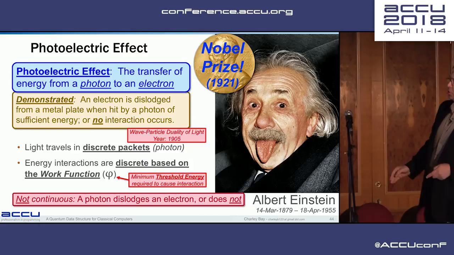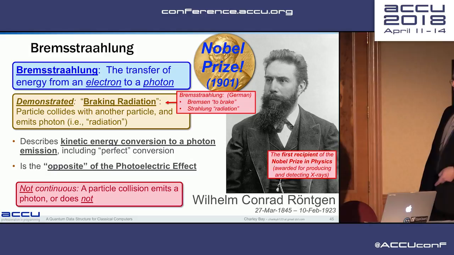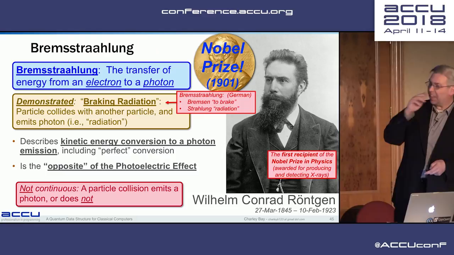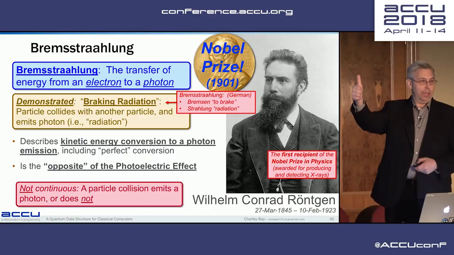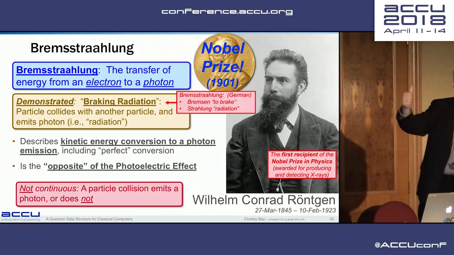There's him. Bremsstrahlung, we'll throw that in there because he's the first Nobel Prize recipient, Wilhelm Conrad Röntgen. And that's the opposite of the photoelectric effect. So when you bash two particles into each other, they produce X-rays. Who knew? So you either get the particle to emit an X-ray or a photon from a particle collision or not. It's discrete. You either got it or did not. The work function is in play.